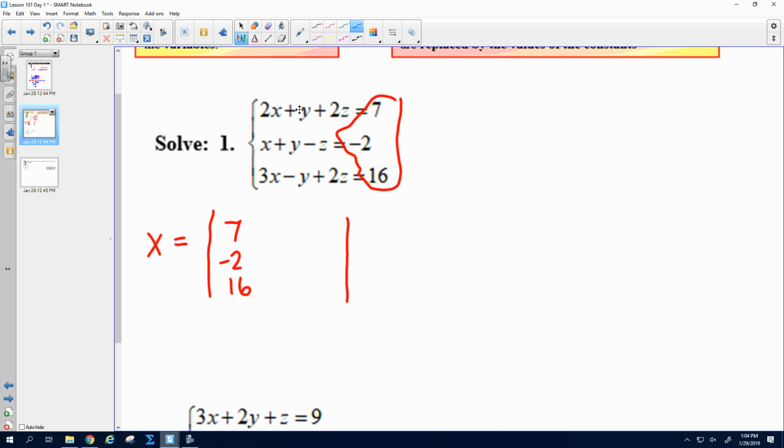And then we rewrite the same y coefficients down the middle. So my y coefficients are 1, 1, and negative 1. So right here I'm going to do 1, 1, and negative 1. Then I rewrite my z coefficients. My z coefficients are 2, negative 1, and 2.